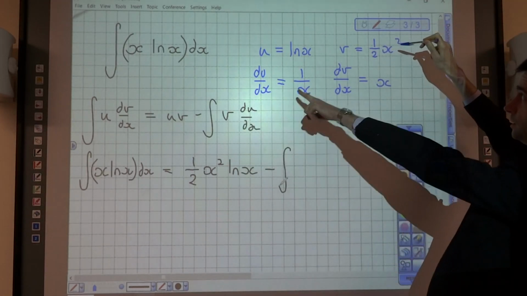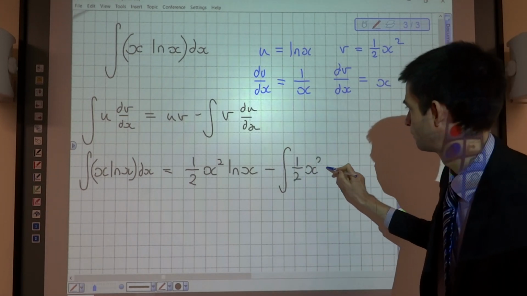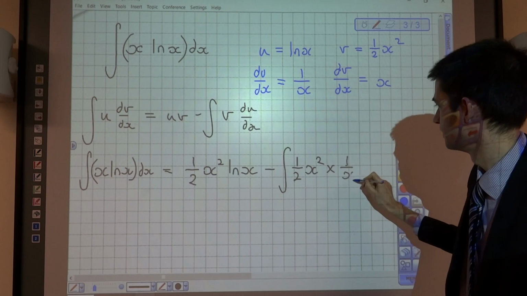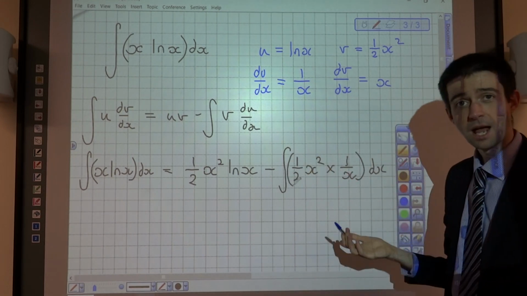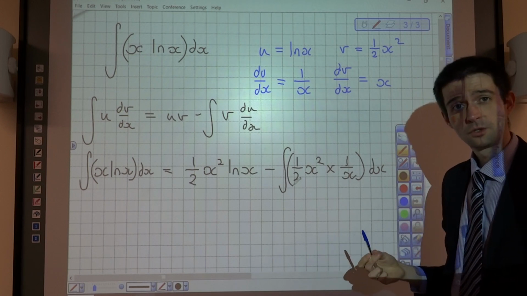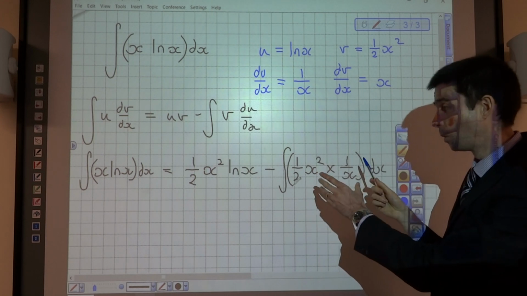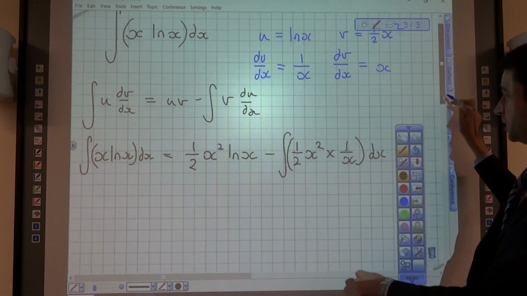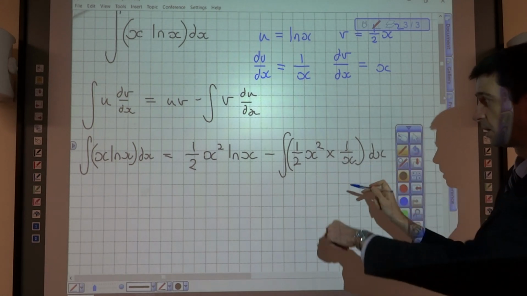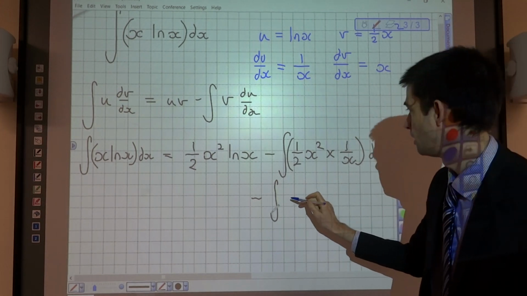So v du dx, so it's half x squared multiplied by 1 over x. And actually, that's okay, because just pause a moment and think, what's going to happen to this? Well, the answer is, it's going to simplify, because we have a half x squared multiplied by 1 over x. So that is going to simplify to a half x.